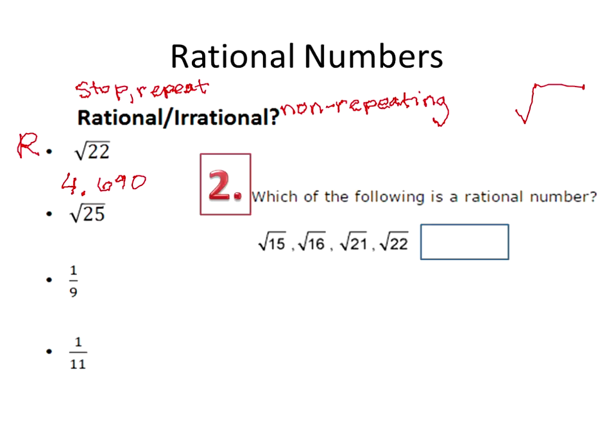All right? Square root of 25. Remember, square root means what times what is 25, and we know that 5 times 5 is 25. So we know the answer to the square root of 25 is just 5, which means it stops. So that would also be a rational number.